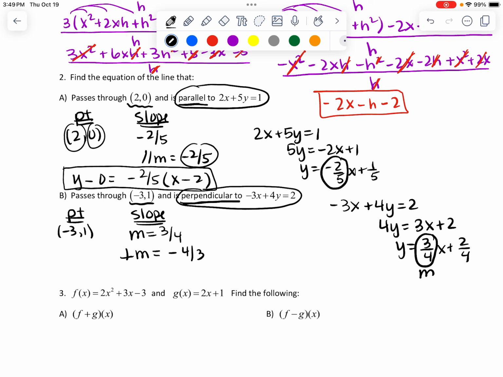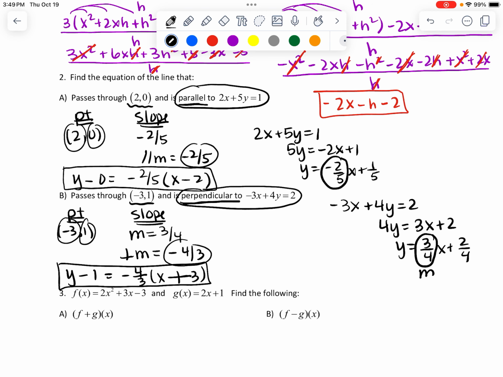Now plugging this into point slope form, I'm going to get y minus y1 equals m, which is negative 4/3, times x minus x1. Now x1 happens to be a negative 3, so two negatives are going to turn that into a positive. So there is your line in point slope form.